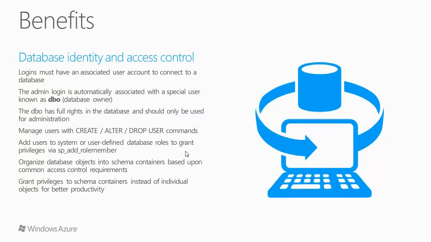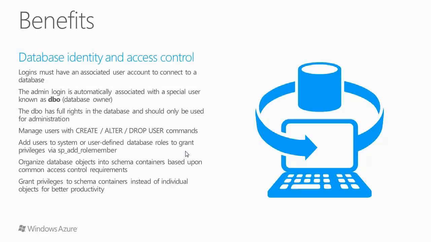Now there are certainly a lot of benefits from the security aspect. Logins must have an associated user account to connect to a database. Again, standard SQL Server stuff. If I don't have a login, I can't connect. So again, all logins must have an associated user to connect. The admin login is associated automatically with a special user account, DBO.